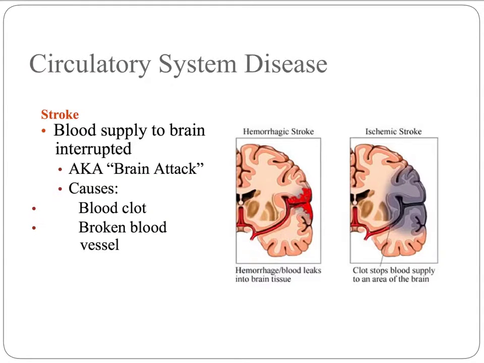A stroke is similar to a heart attack. So in a stroke, the blood supply to the brain is interrupted. Remember, for a heart attack, the blood supply to the heart tissue itself is interrupted. So you can kind of think of a stroke as a brain attack.